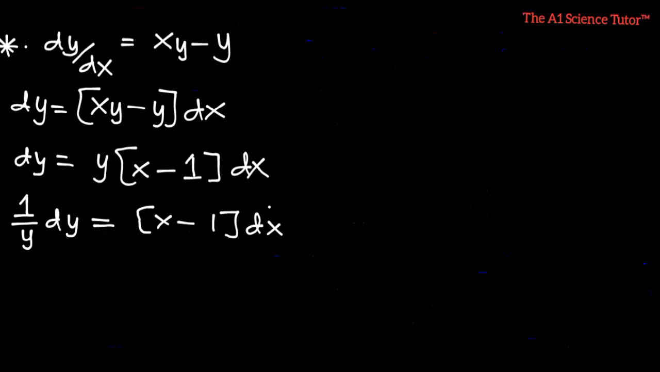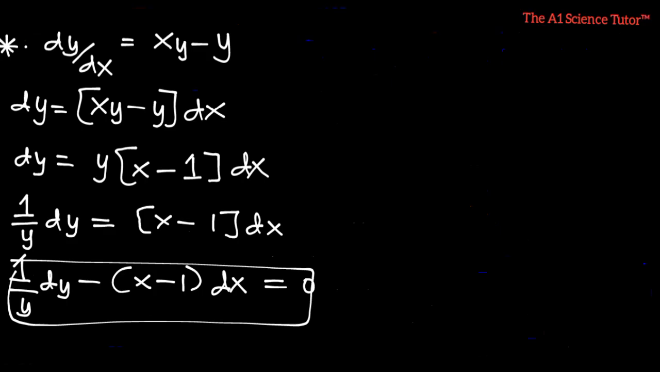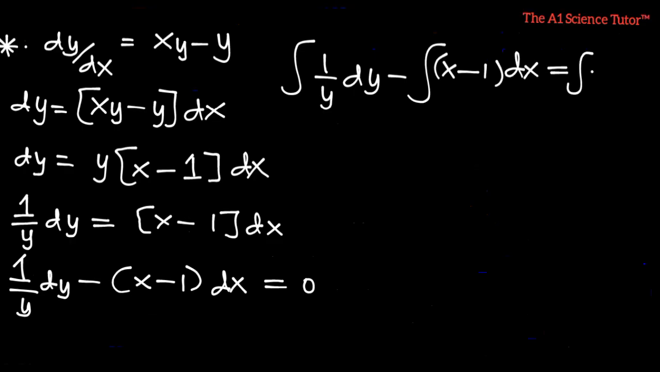And the next thing I need to do, I need to take this and bring it to the left so that we would have a 0 on the right hand side. Now this is 1 over y dy minus x minus 1 dx. This is a 0. So I need to integrate this. So that is going to be integral 1 over y dy, integral x minus 1 dx, and this is integral 0.